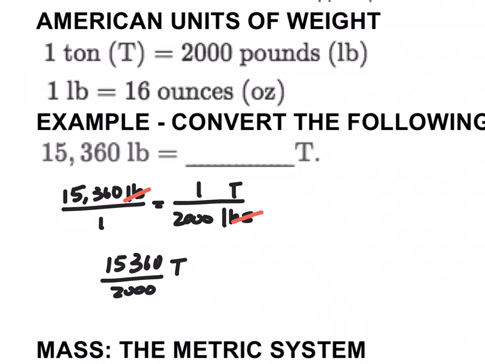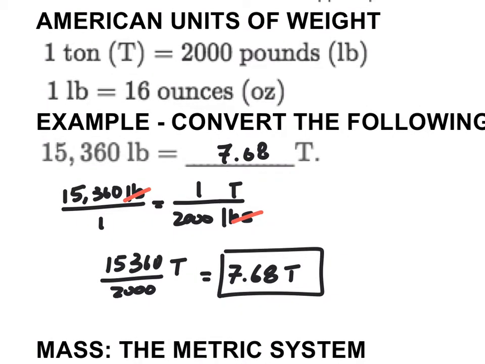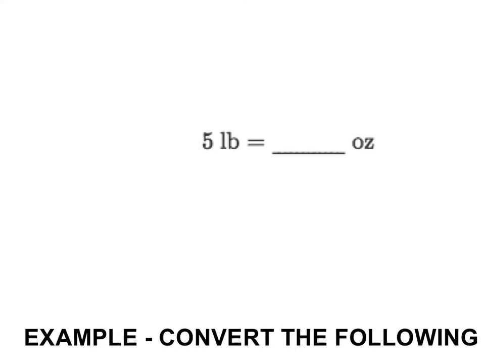So if we do the math there, 15,360 divided by 2,000, that's going to give me 7.68 tons, okay? That's what we'd put here, 7.68 tons, all right? And that's it. That's all we're doing. So same thing that we did, but we're just doing the same thing for weight instead of distance, okay? So let's go ahead and move over to the next one.